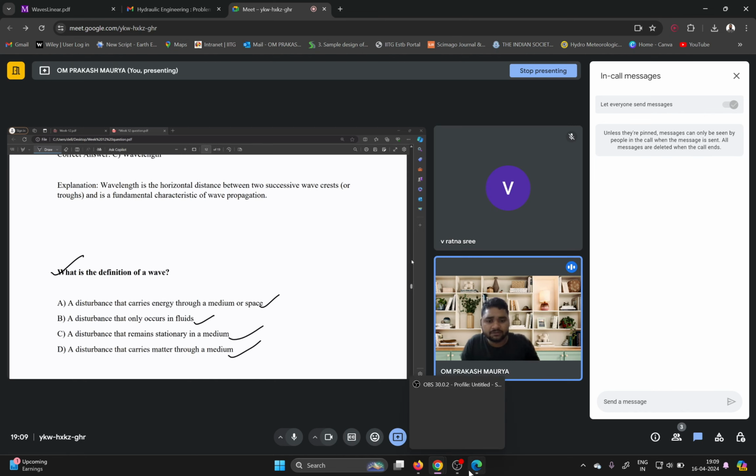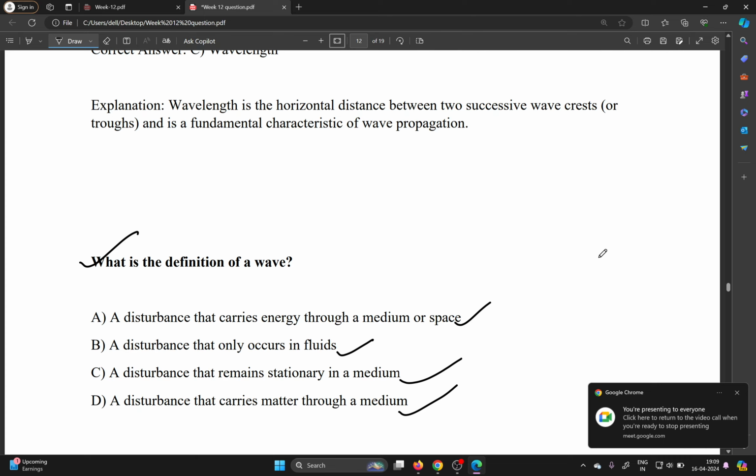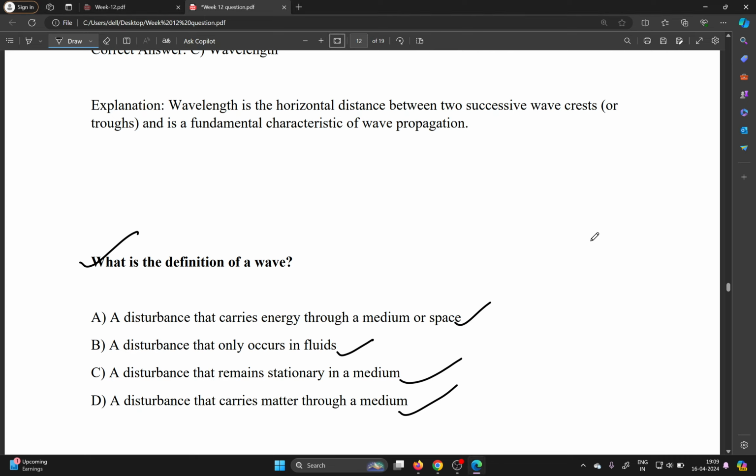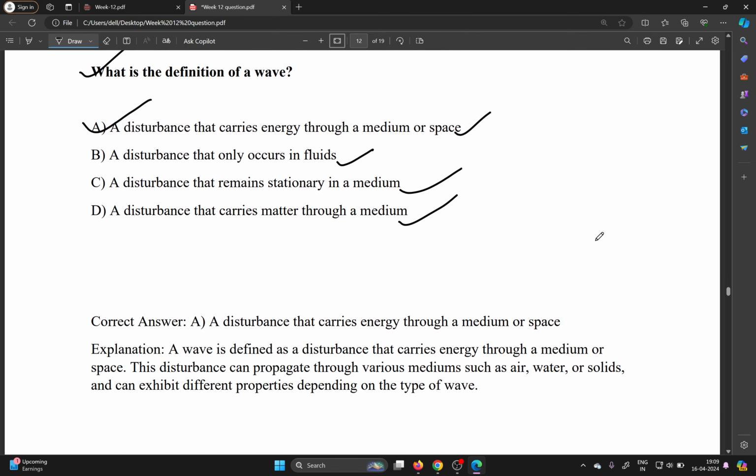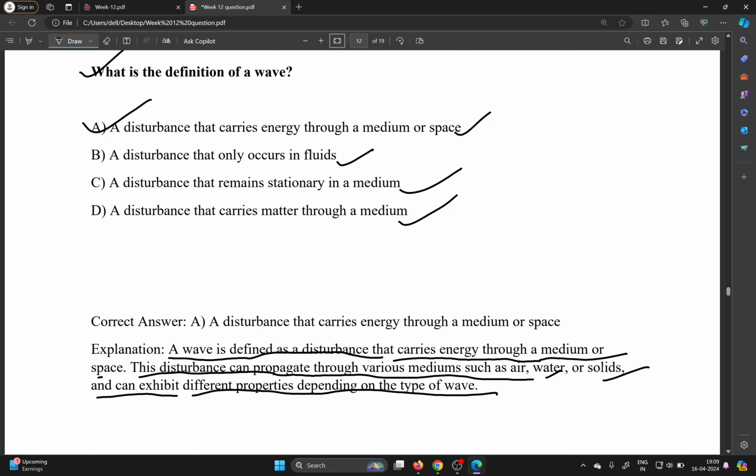The answer to this question is option A: the disturbance that carries energy through a medium or a space, not matter. Not option D. The explanation: a wave is defined as a disturbance that carries energy through a medium or a space. This disturbance can propagate through various mediums such as air, water, and solids, and can exhibit different properties depending on the type of wave.